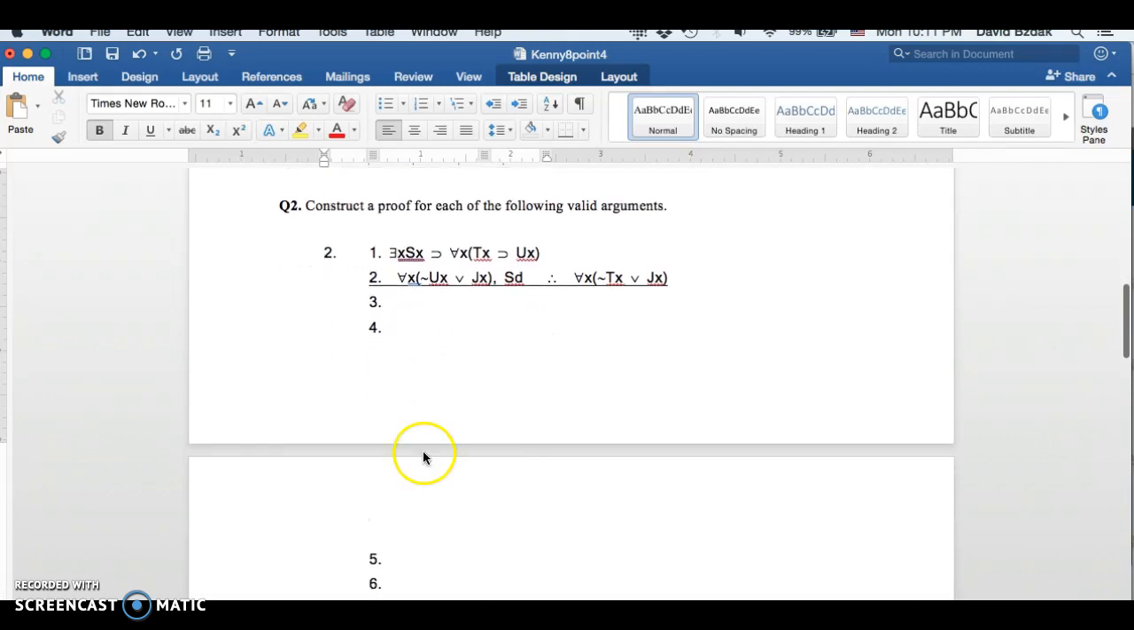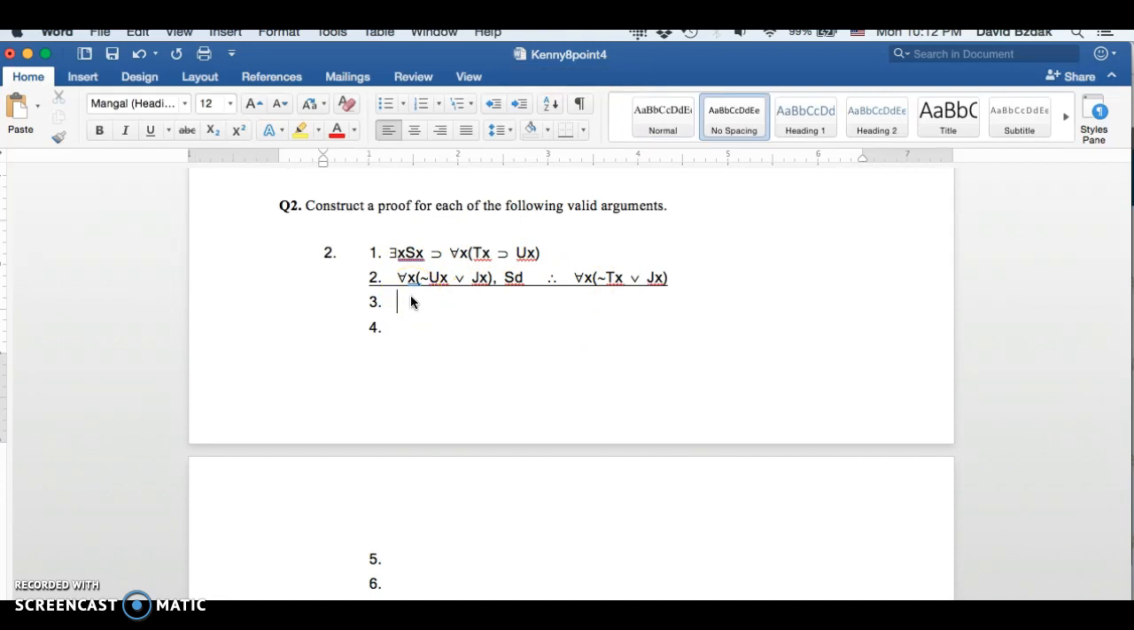Okay, Q2 now. This is again not fill in the blank, but you can see our conclusion is a universal quantifier, so we're going to use universal quantifier introduction, and that means we'll just leave in the x's when we do. Oops, I did this one wrong. This has a third premise.